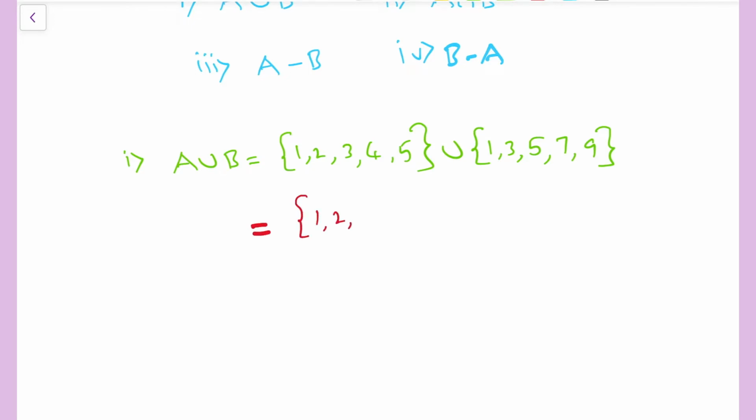Those are 1, 2, 3, 4, 5. Now we need to write all the elements from set B also. But make sure elements should not be repeated. In set B, the first element is 1, but we already wrote 1, so don't write. Next element is 3, already written, so don't write. Next element is 5, already written, so don't write. Next coming to 7, 9. So A union B equals 1, 2, 3, 4, 5, 7, 9.